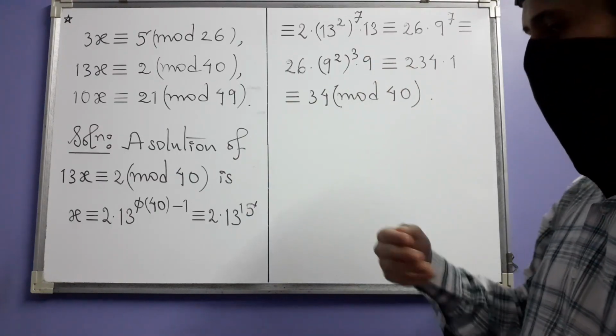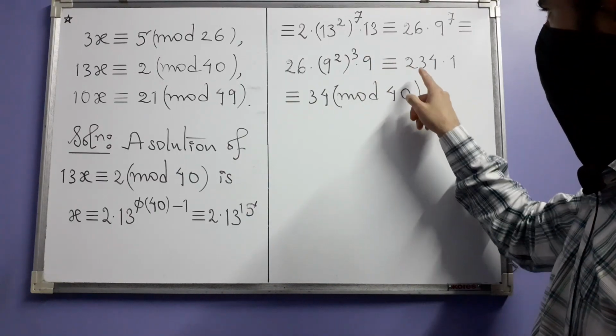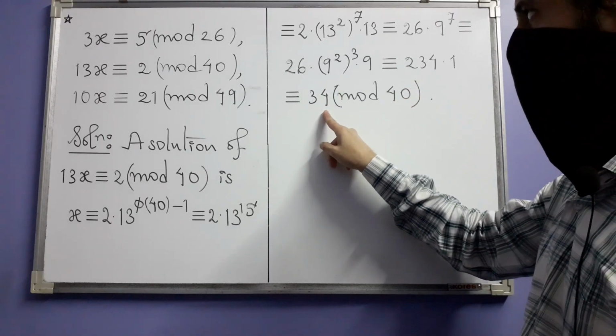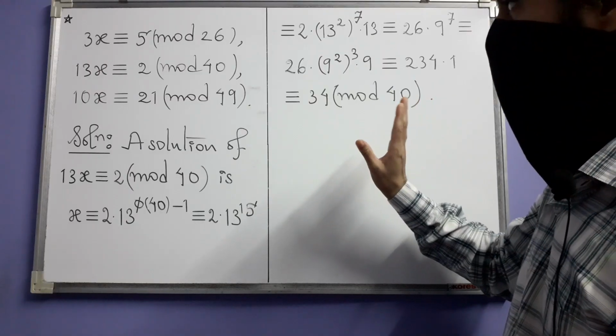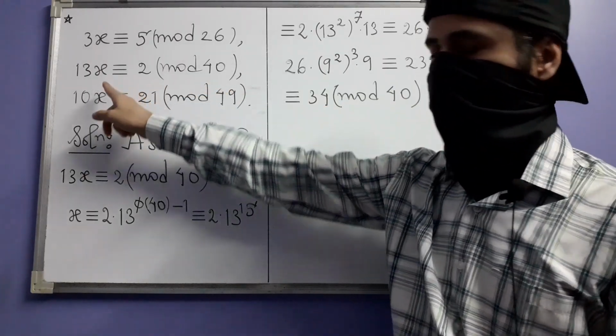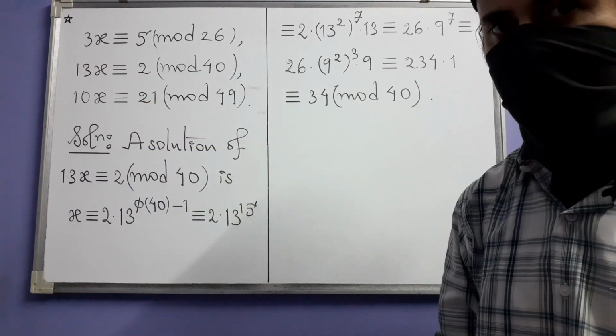So then you go through a simple calculation. You divide 234 by 40 and the remainder is 34. So this is your answer, reduced modulo 40. Here also you put this value here and see if the congruence is satisfied.